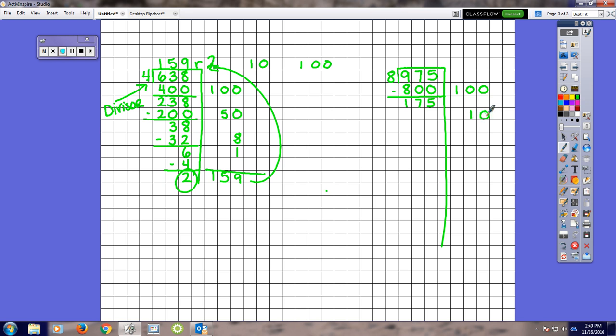Notice how I lined up mine, so it makes it easier when I line it up. So 8 times 10 is 80. I'm going to subtract.